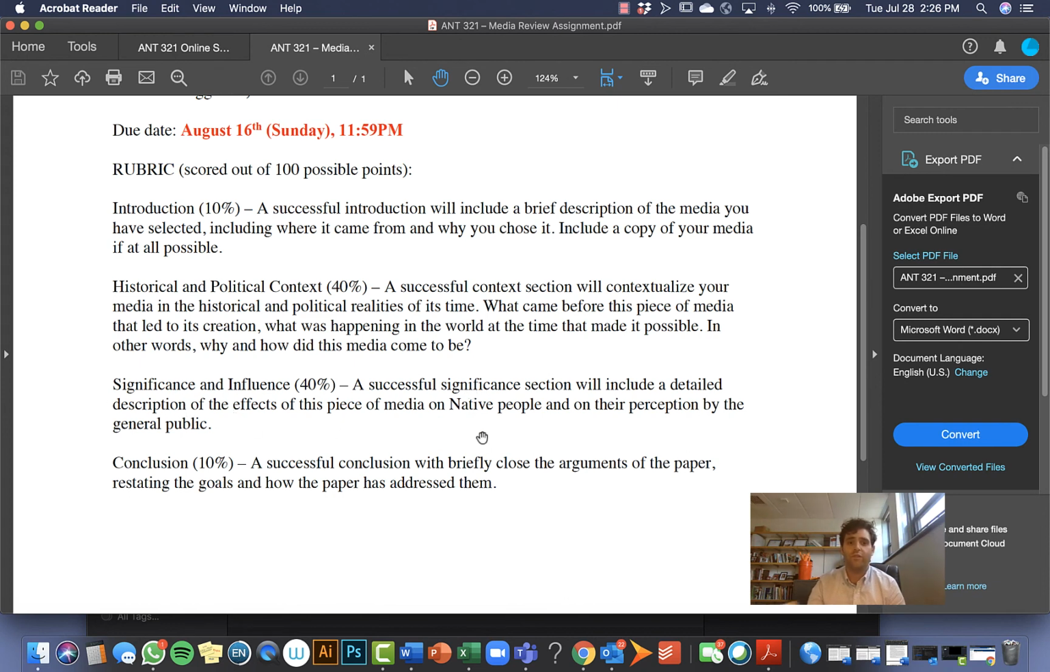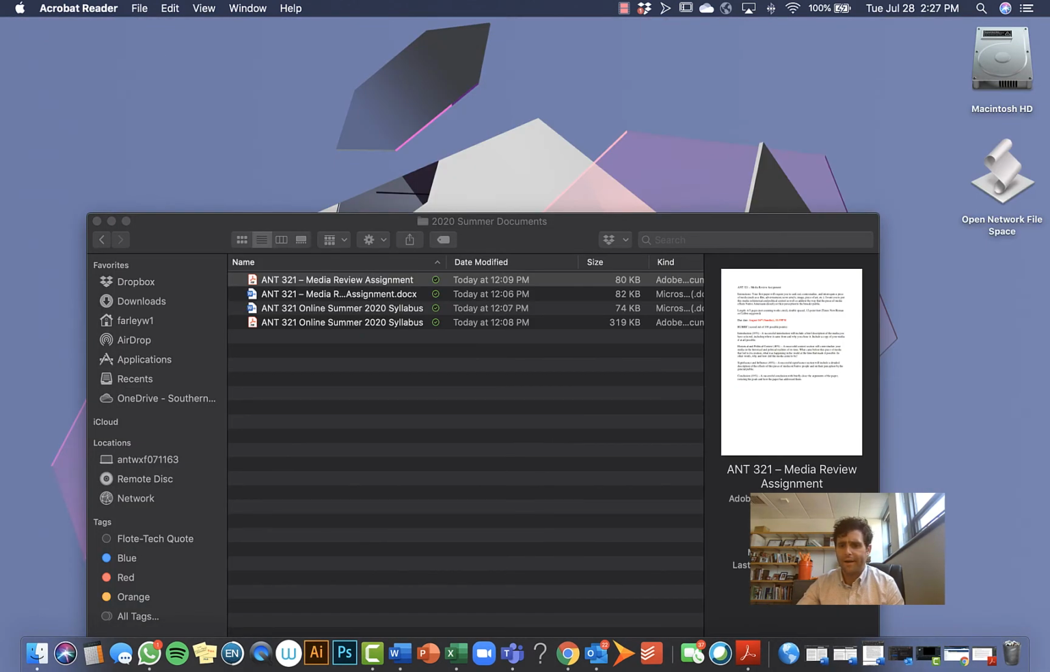Same might be true for the significance and influence. If you're going to place that into a historical process in which this is a meaningful piece of media, that might take some outside research. So you should have a works cited, and it should include more than just your piece of media. It should have a few or more other pieces of media or pieces of scholarship to help you make your point. Okay.